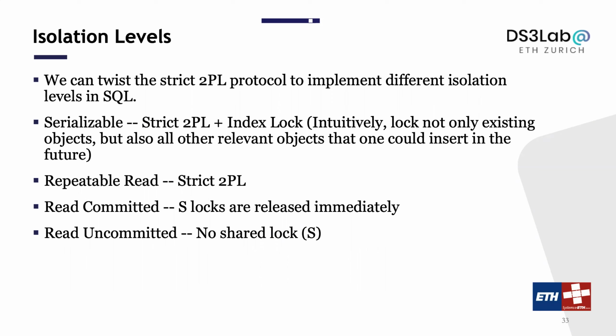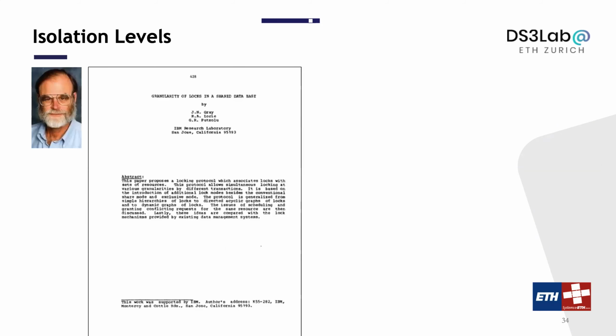So essentially, you can twist the strict two-phase locking protocol to support each one of these, and that's very interesting. We spent almost two lectures talking about this. This is in a really fundamental paper by Jim Gray, maybe 40 years ago. If you are curious, you can read the paper and see how beautiful the whole thing is. Think about people doing this research 40 years ago without knowing the answer.